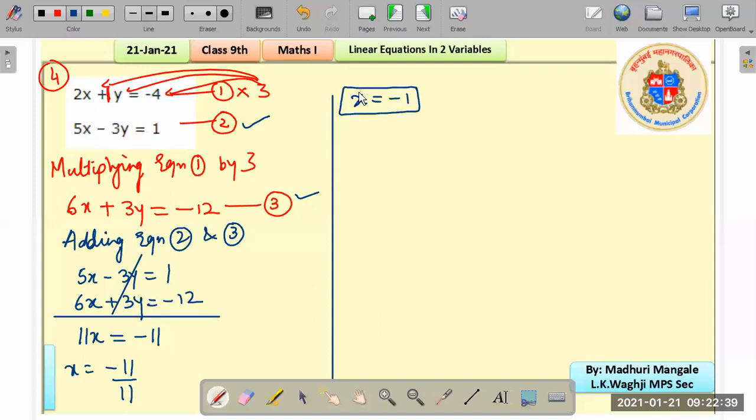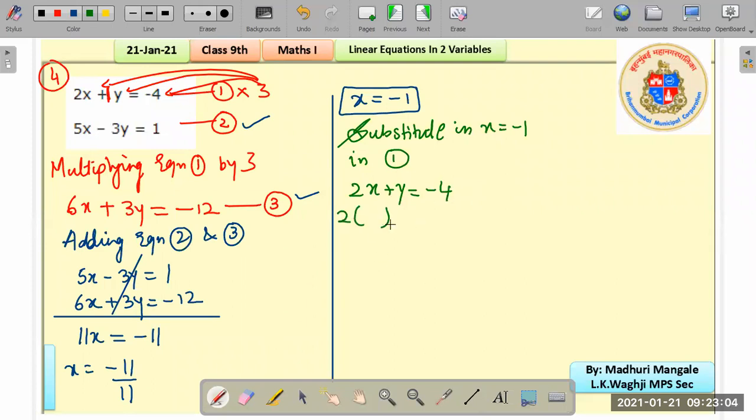And then what will be the next step? Substitute. Substitute this value of x in any one of the equations. So substitute x equals minus 1 in, let's say, equation 1. Equation 1 is 2x plus y equals minus 4. So replace the x with minus 1, and this will become minus 2 plus y equals minus 4.